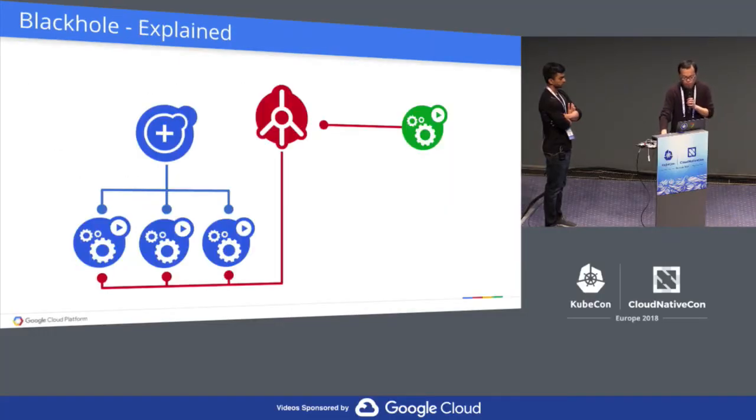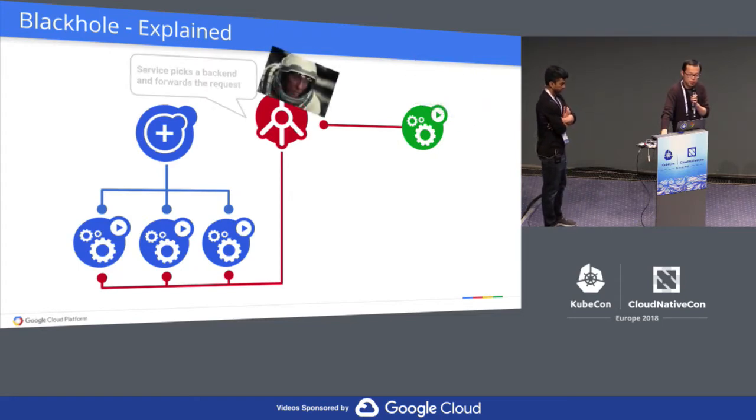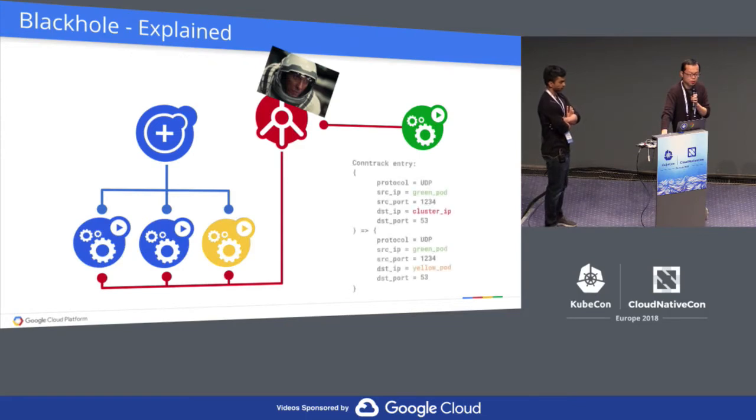So let me explain what happened in the black hole case. First, the packet comes in, the service picks a backend, and a conntrack entry is created.